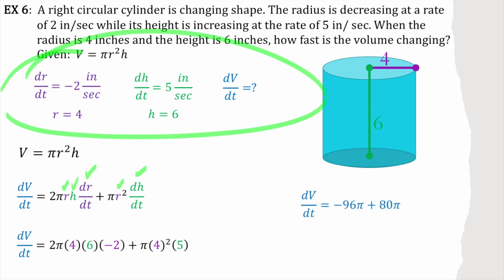That simplifies to about negative 96 pi plus 80 pi. So that's negative 16 pi. We need a label. If this is the volume decreasing, then that's going to be inches cubed per second.